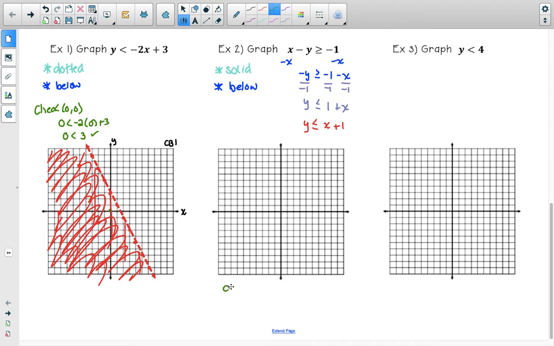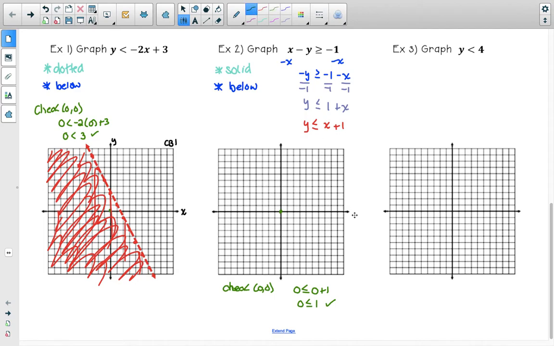So to check, I'll put it down here. 0 goes in for y, less than or equal to, 0 goes in for x, plus 1. So 0 less than or equal to 1. 0 is less than 1, so that means that it is true. It means that we should shade towards 0, 0.